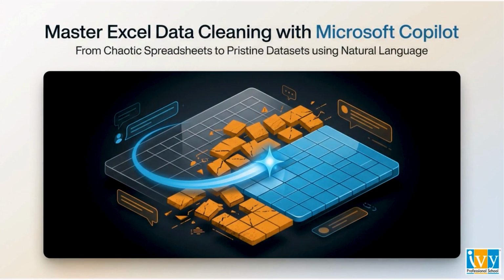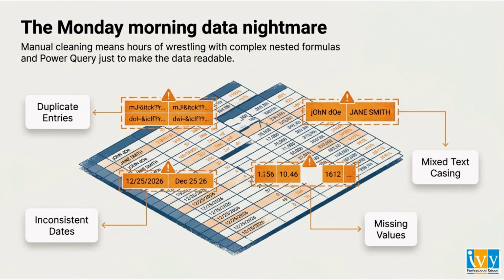Explore how to use natural language instructions to transform chaotic spreadsheets into structured, analysis-ready datasets, making the entire process easier to understand and repeat. Imagine receiving a spreadsheet filled with duplicate records, inconsistent dates, mixed capitalization, and missing values. Traditionally, fixing these requires hours of complex formulas and manual effort. Microsoft Copilot changes this by offering a more conversational approach to cleaning your data.